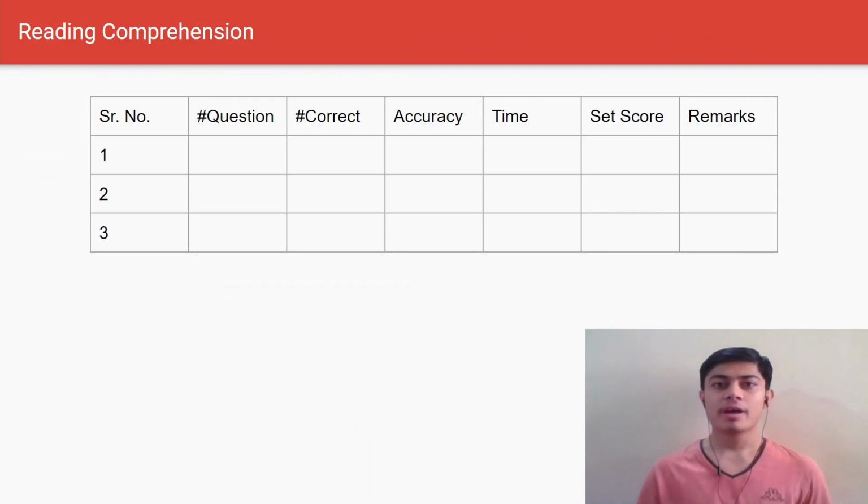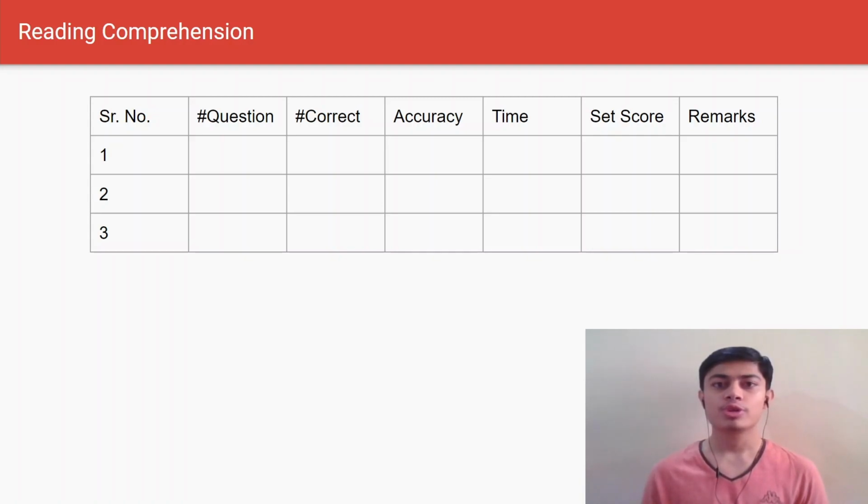So moving on, how should you prepare for the reading comprehension? On the screen, you can see a table which is a very important tool to track your progress in the reading comprehension. You have to make a table similar to this in a notebook or in an Excel sheet. The first column is the serial number of the RC passage which you are solving. Next column is the number of questions that are there in the RC passage. It may be 3, 4 or anything.